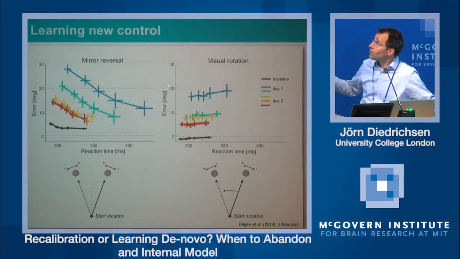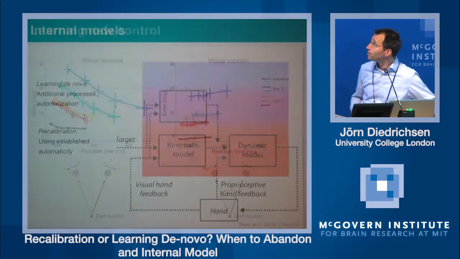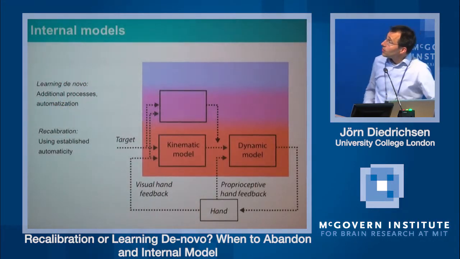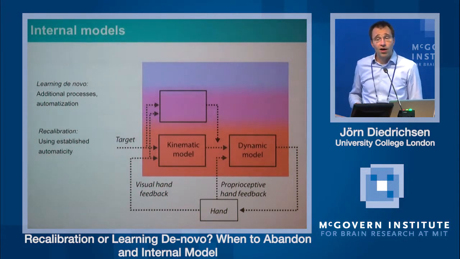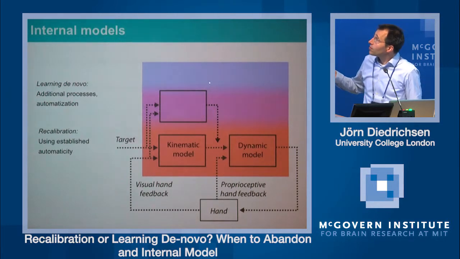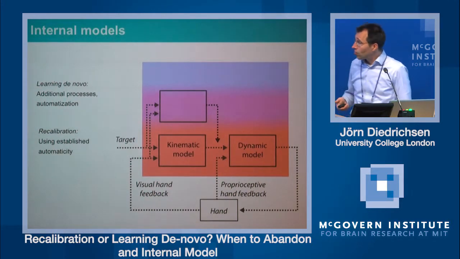In the visual rotation, it seems like no matter how fast you react, there is some automatized process that translates the target location into a motor plan. Whereas in the mirror reversal, if you don't take enough time to pre-plan your movement, you're going to be much more inaccurate and be dominated by the old mapping. So it seemed that recalibrating this one can use the established automaticity of the internal model, whereas when you start with something that starts up here in response selection and then it's automatized, you might need additional time for this processing that then ultimately is automatized.